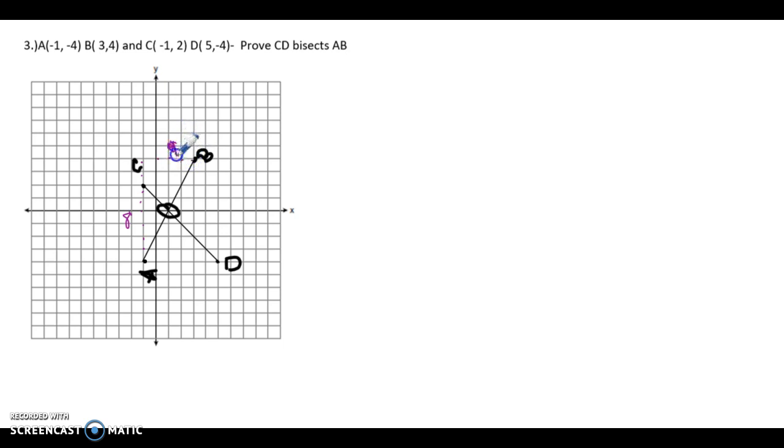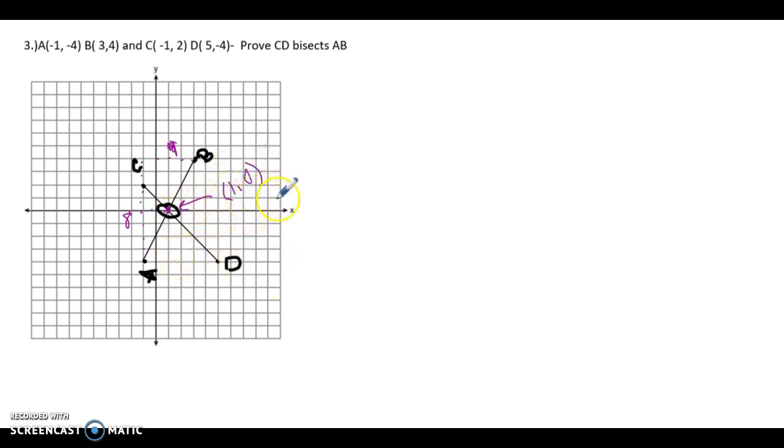And so to find the midpoint, I'm just going to go halfway. Instead of going up 8, I'm going to go up 1, 2, 3, 4. And instead of going to the right 4, I'm going to go to the right 2. And voila, here's my midpoint. I'm going to write the coordinates of that midpoint, which are 1, 0.